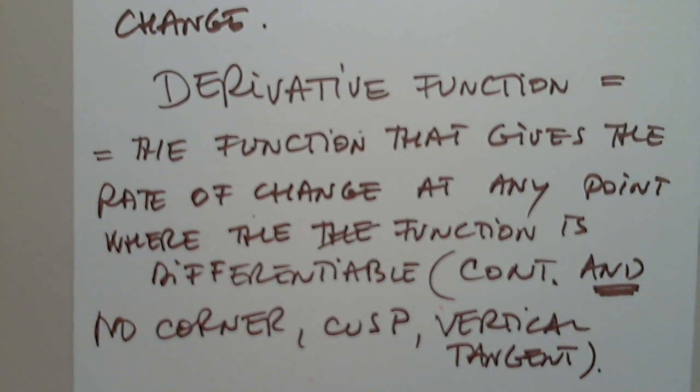Yes. Careful now. What about 11? No, it's a corner. What about 12? No, it's a vertical tangent. Awesome. Okay. So how can you tell if a function is differentiable? If it's continuous, no corner, no cusp, no vertical tangent.